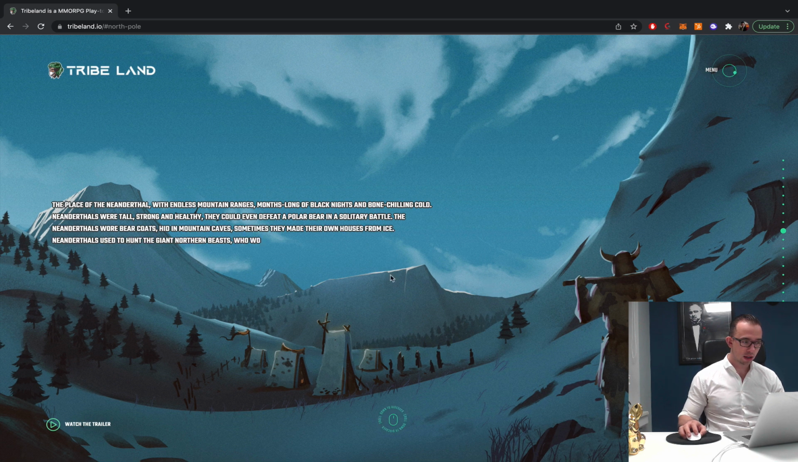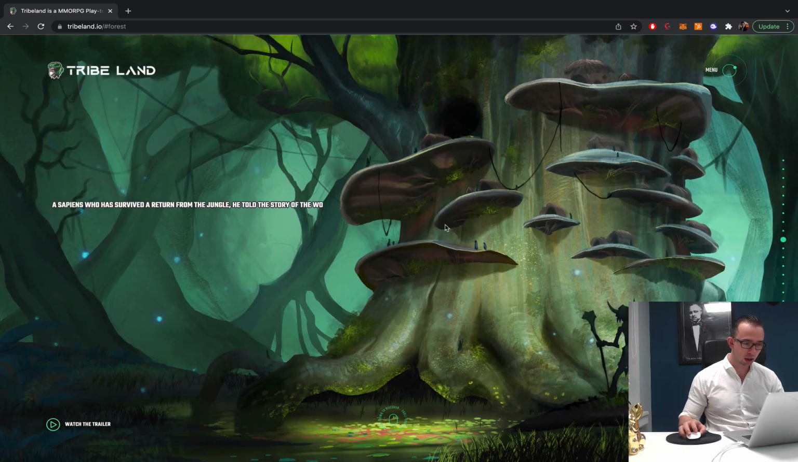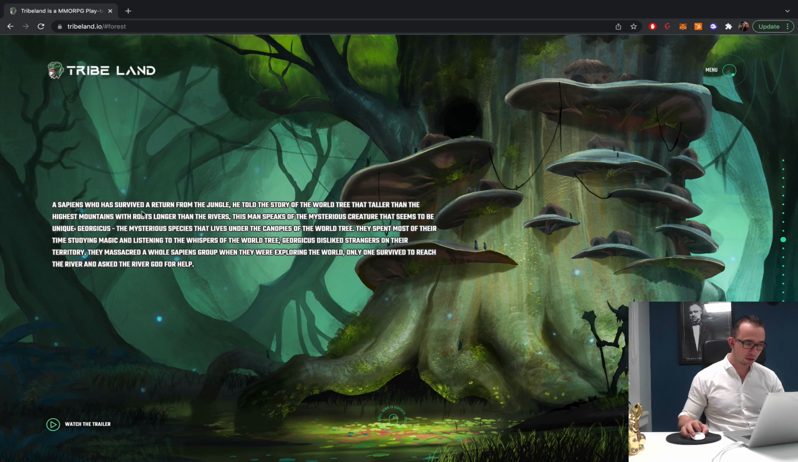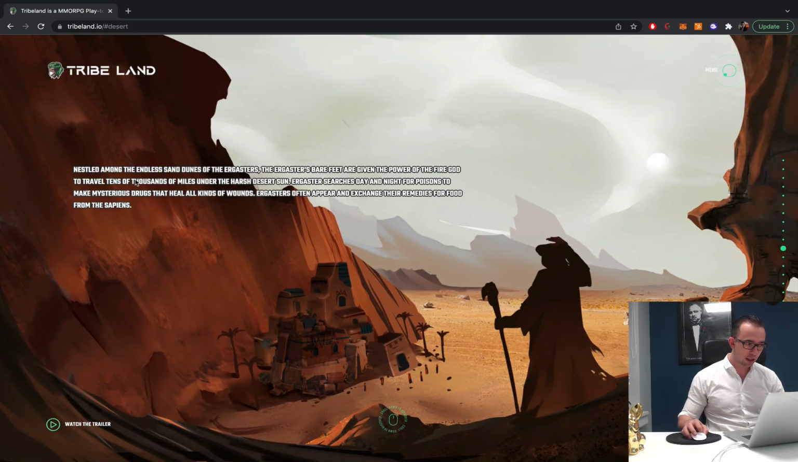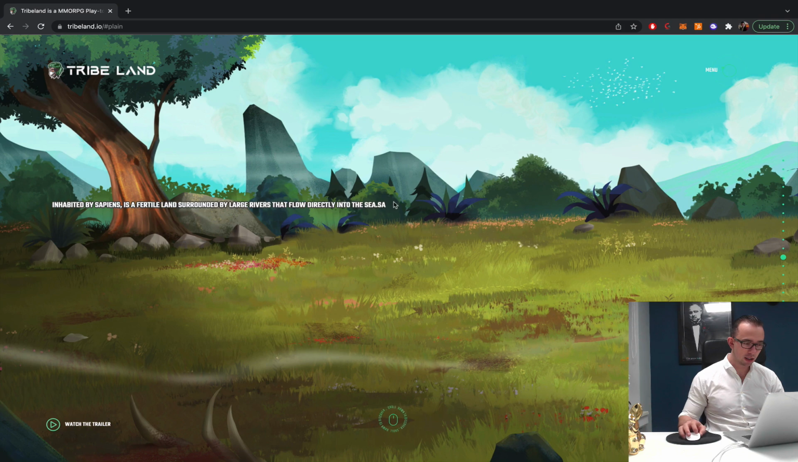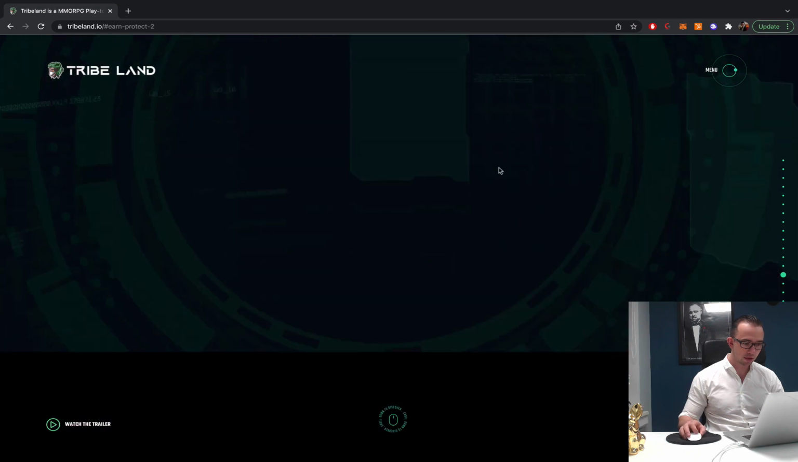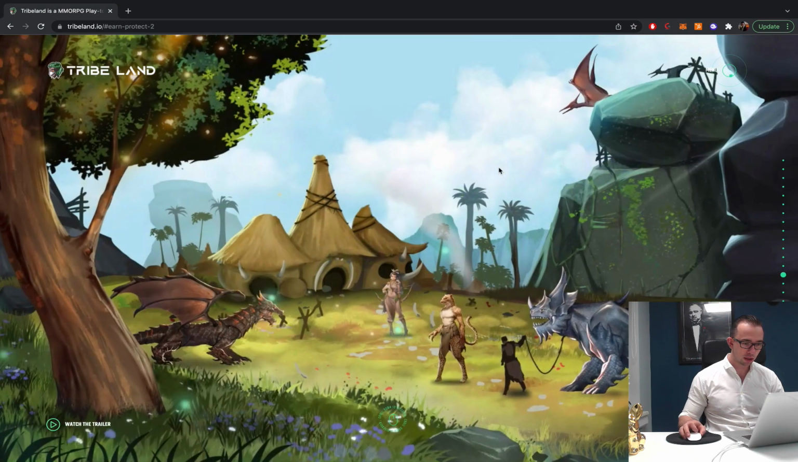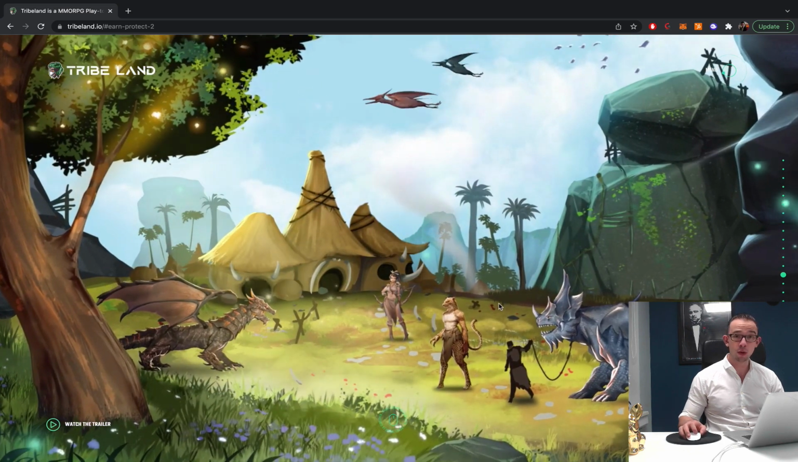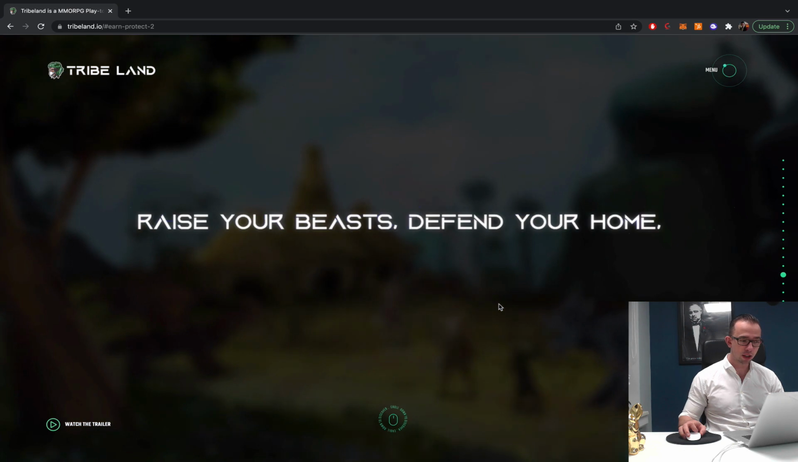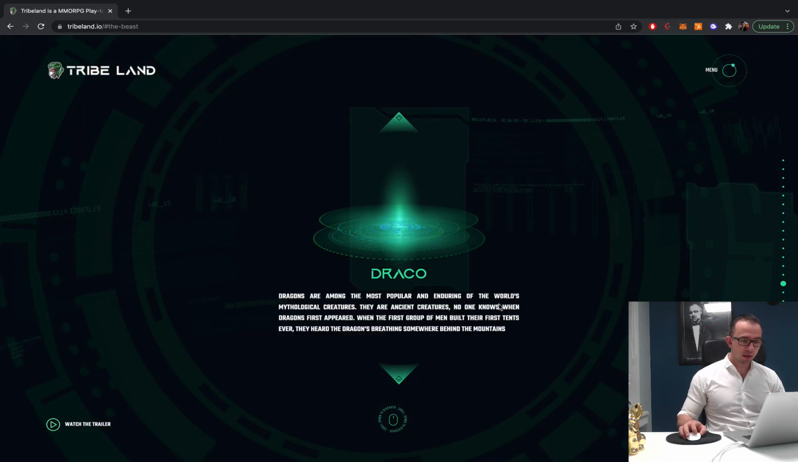The place of Neanderthal with endless mountain ranges, months long of black nights and bone chilling cold. Neanderthals were tall, strong, and healthy. They could even defeat polar bears, and so on. Okay, some story background. So they level through, got some sapient action going on. Then you got some dunes, so it basically evolves. Quite some story action there. Raise your beast, defend your home, gather all the territories. I really love how they've done this website. It's really unique. Shows good potential.